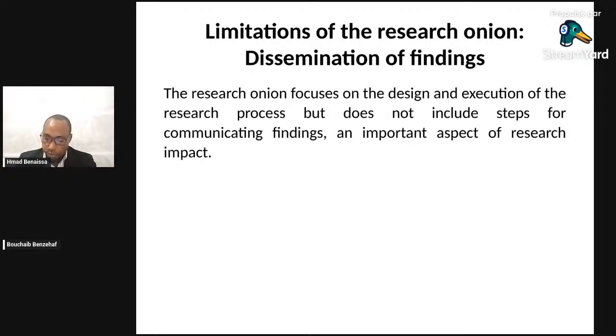The number of citations, let me emphasize this, the number of citations of a particular study reflects the impact of that study. So the higher the citations, the more the study makes a contribution to scholarly literature. So the research onion omits communication of findings, which is essential for ensuring that research has an impact. Without addressing this, the model leaves a gap in ensuring that well-designed research effectively informs practice, policy, and or further studies.